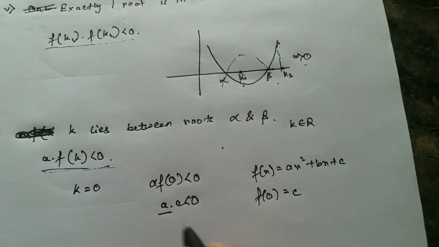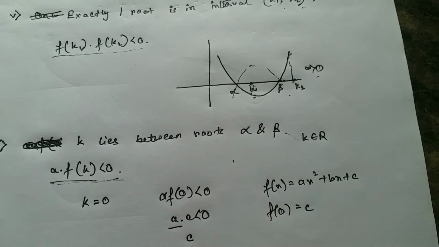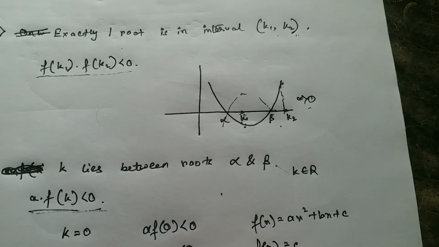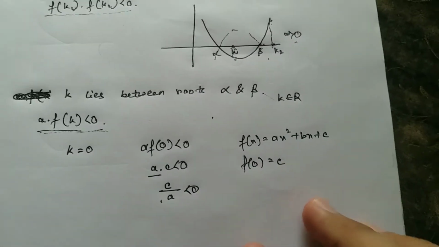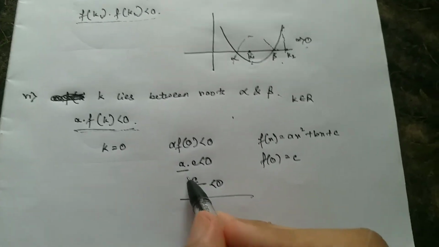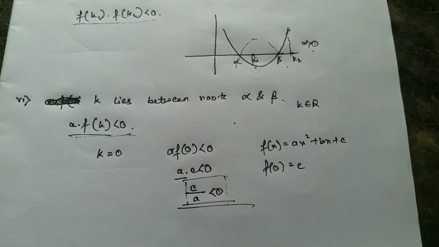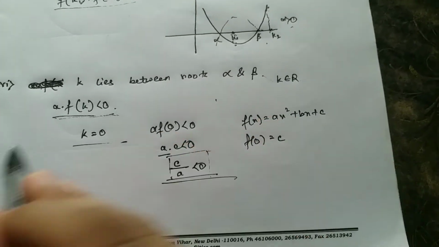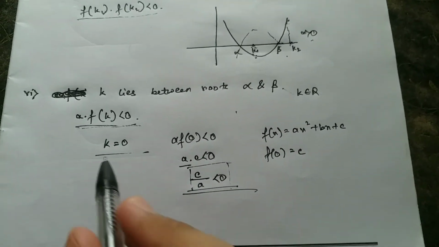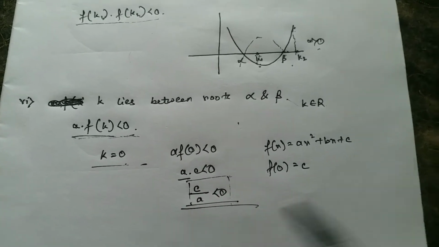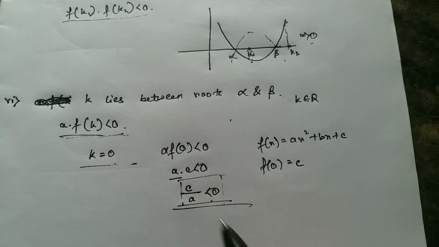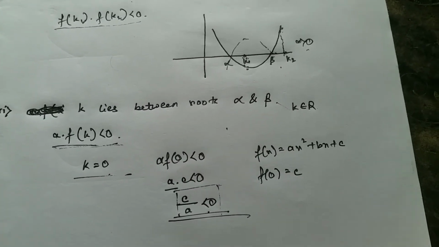Since a is non-zero, we can also divide it by a² on both sides, and we can make it c by a lesser than 0. Okay, c by a lesser than 0. And so what does it imply? It implies the product of the roots is negative, and it has to be negative because k is equal to 0. So alpha and beta lie on either side of 0. So alpha and beta are of opposite signs, and so the product has to be negative, as we learned in the first case.